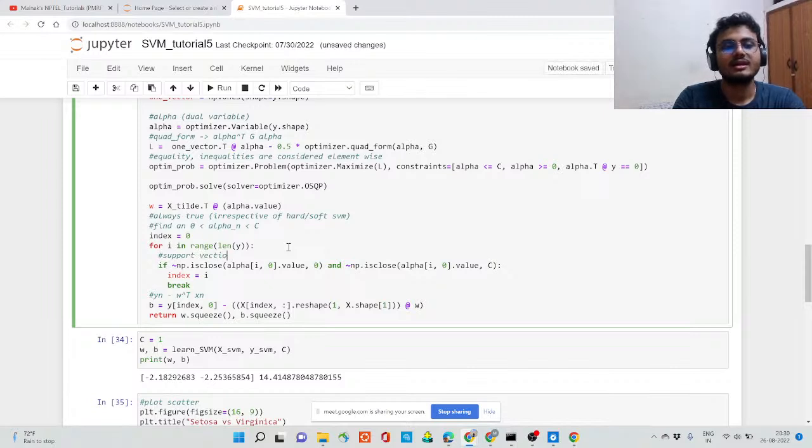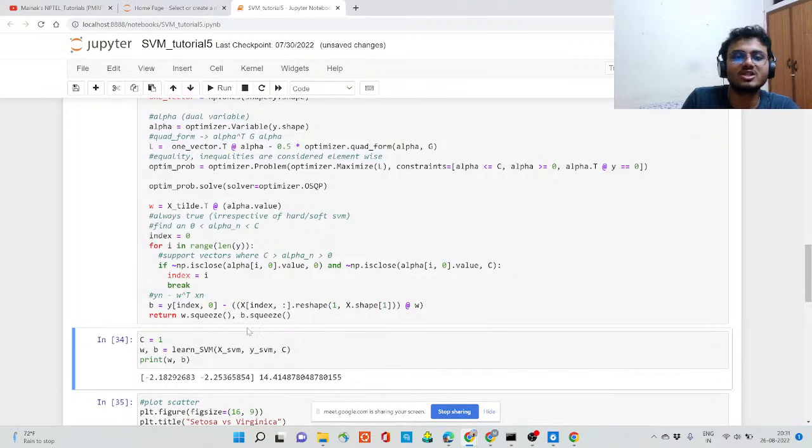Support vectors are those where alpha n is greater than 0 and less than C. So these define the support vectors. So you found the support vectors, and as I told you, b is y minus w transpose x. That's what I have done. This is the value of b, as we had done previously.